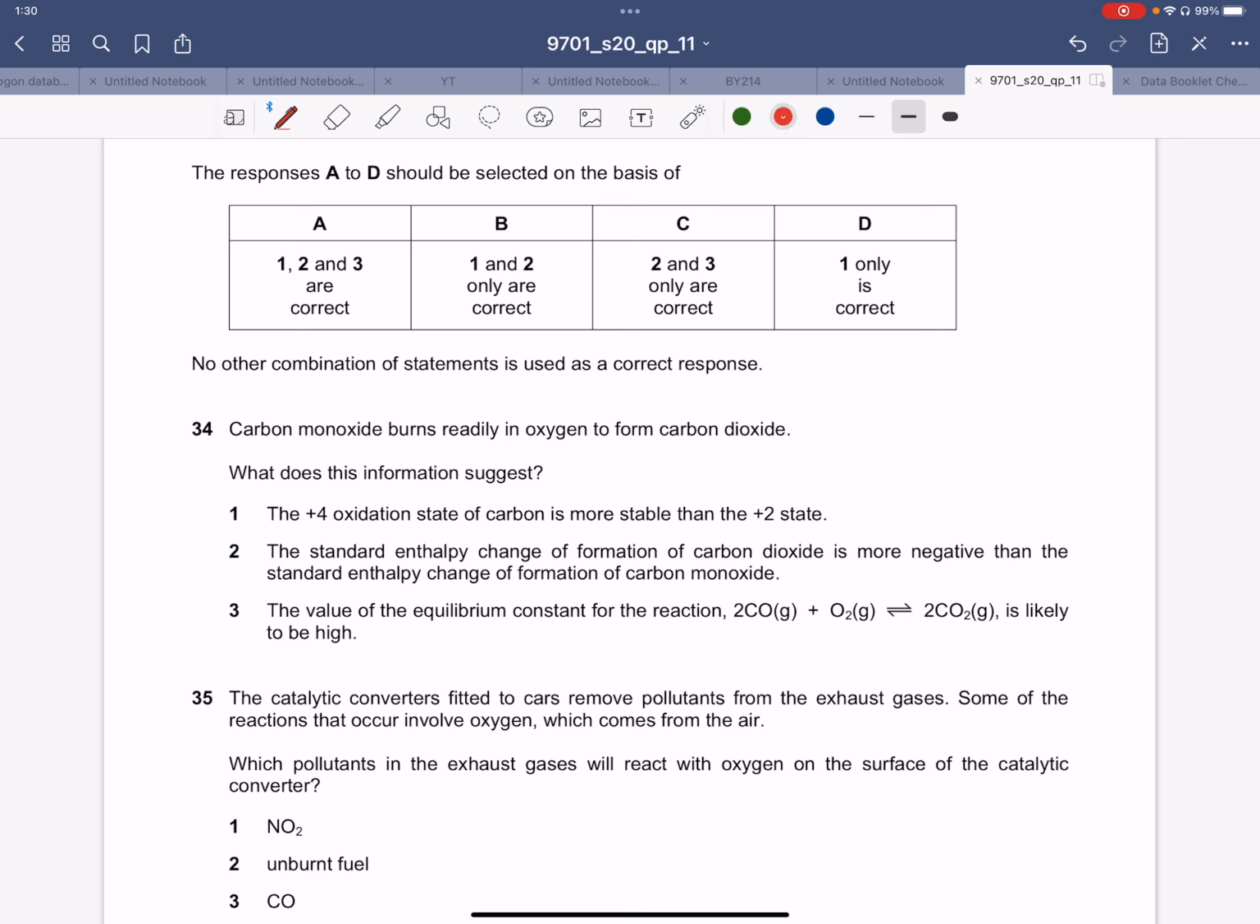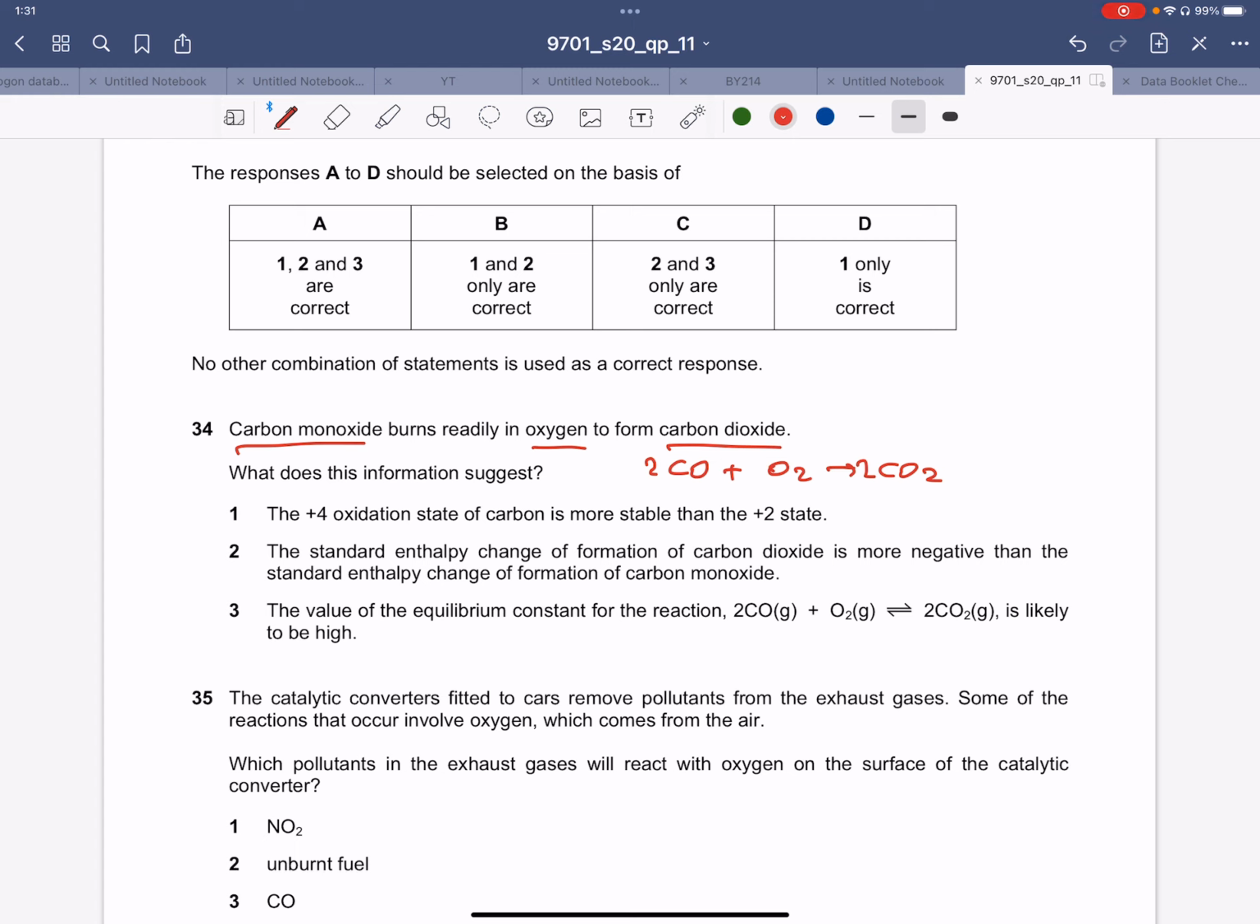Question 34. Let's swap colors back to red. Okay, so carbon monoxide burns readily in oxygen to form CO2. Okay, what does this information suggest? So the first thing I'd start with is just looking at the equation. So you have carbon monoxide plus O2 gives you CO2. So if you were to balance this equation, you can either put a 1/2 here, which is typically standard, or you can do what I like to do and just multiply everything by 2 to make sure there are no fractions. But either one's fine as long as you get the stoichiometry right. What does this information suggest?